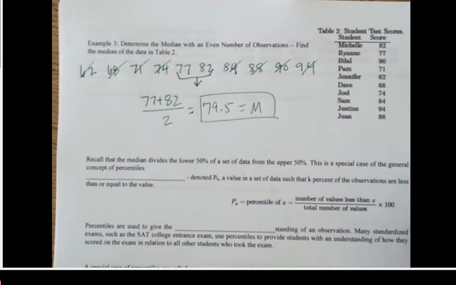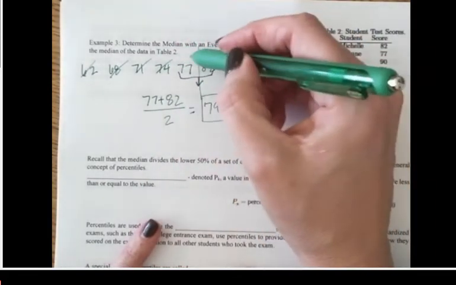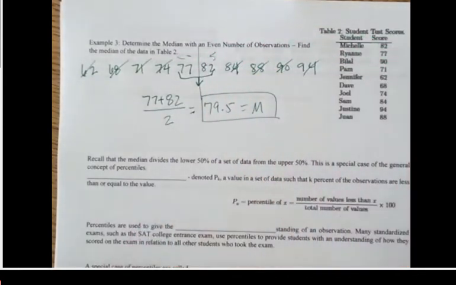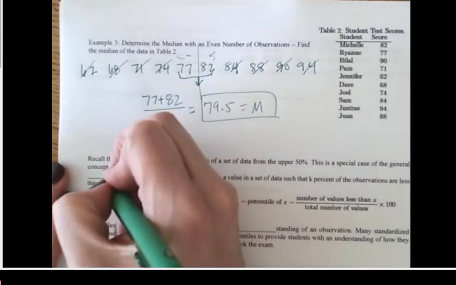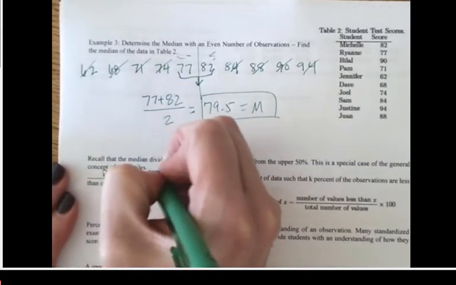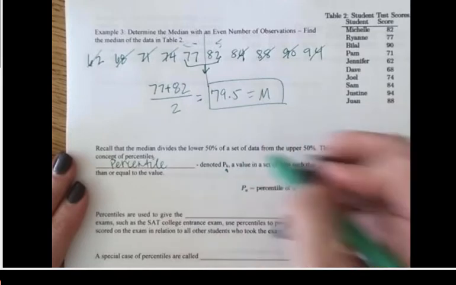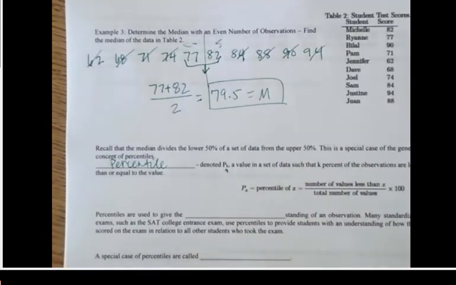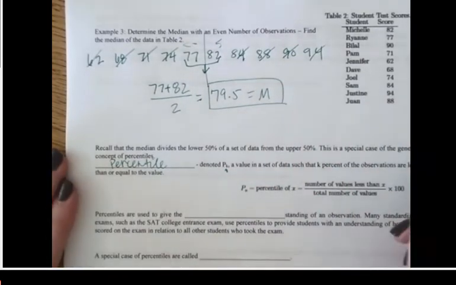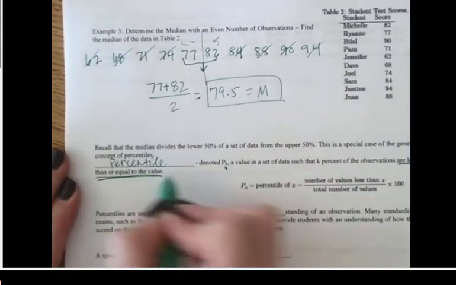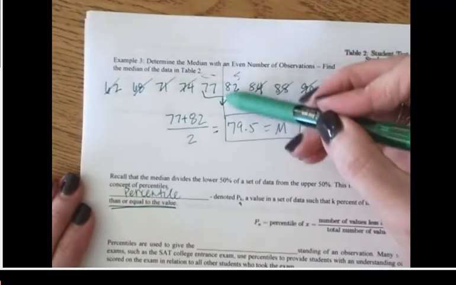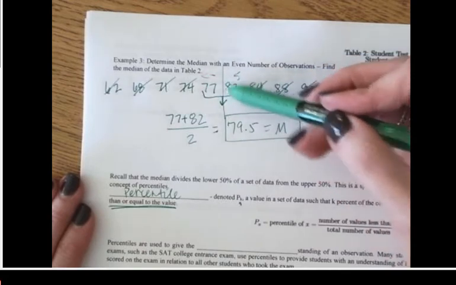Now recall that the median divides the lower 50% of data from the upper. So it's like half and half. 50% is lower, 50% higher. Right? This is a special case of the general concept of percentiles. Now, a percentile is denoted P sub k, with a value in a set of data such that k% of the observations are less than, here it is, or equal to that value. So like at the median, 50% is less than or equal to this value.